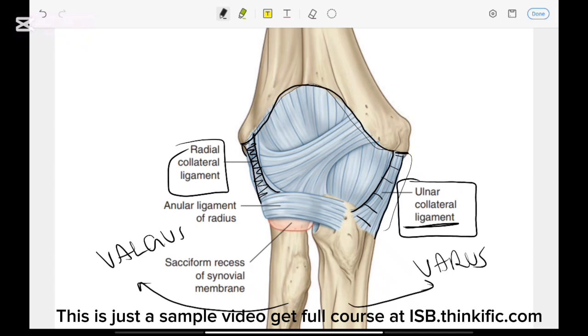Additionally, the external surface of the joint capsule is reinforced laterally, where it cuffs the head, you can say, of the radius. This is called the annular ligament of the radius, right? It cuffs the head of the radius.